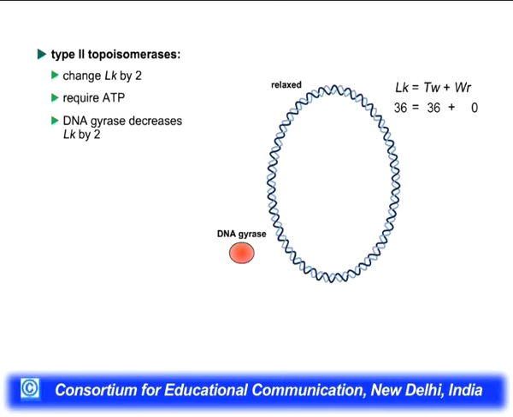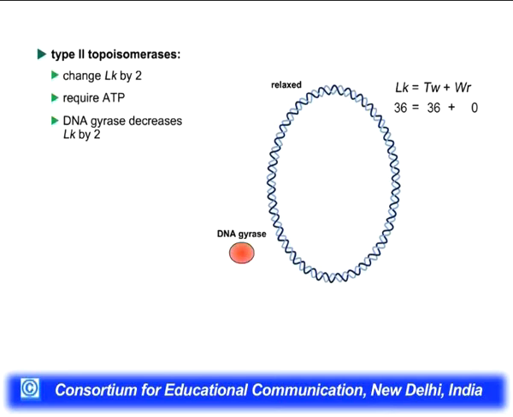So, the 4 turns which were there in the axis of the DNA molecule have now reduced to 2. There is another enzyme which we talk about, called DNA gyrase. DNA gyrase is present in the prokaryotes, and it decreases the linking number by 2. Initially we were talking about the supercoiled state changing to the relaxed state. Now, we are talking about the relaxed state changing to the supercoiled state.